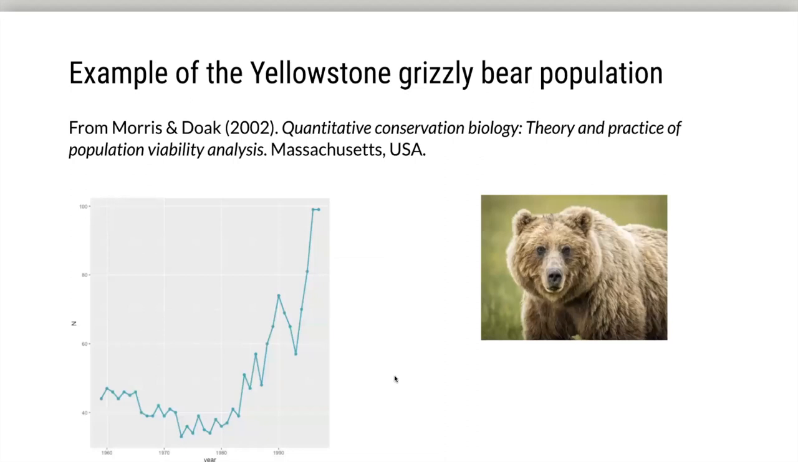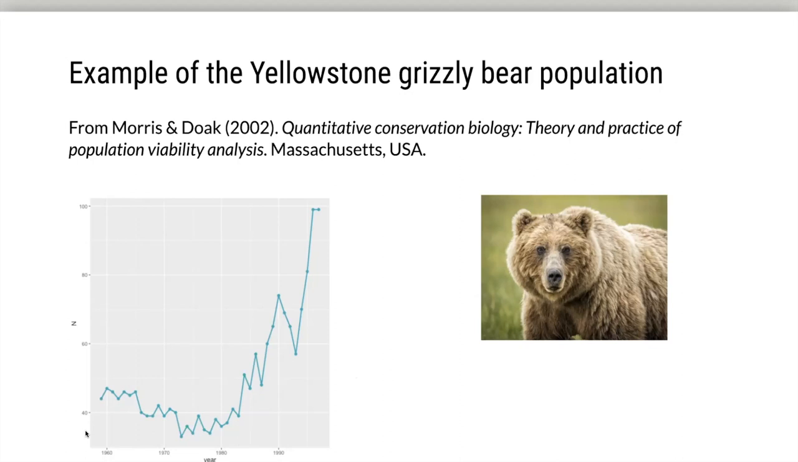So we can try to do this on the Yellowstone grizzly bear example. That's data from a paper from Morris and Doak, but I think the original data were from an earlier study, Eberhardt, in 1986. So that's the population size of Yellowstone grizzly bears from the 60s to the mid-90s. You see that at the beginning the population was quite small, and it was still small, 100 individuals in the late 90s, but at least it was increasing.